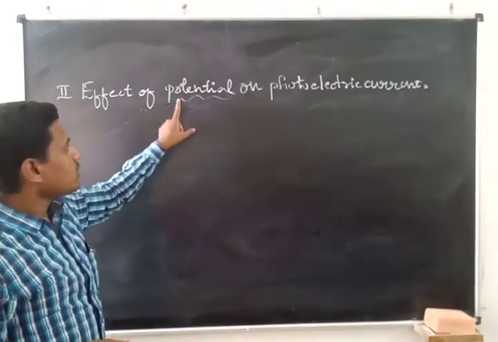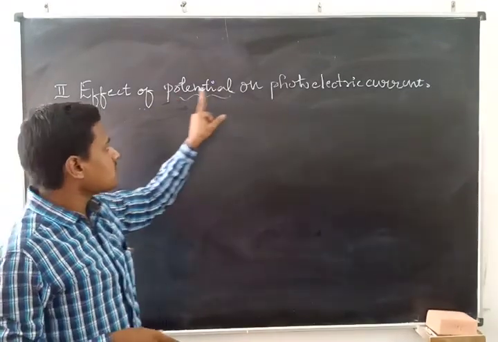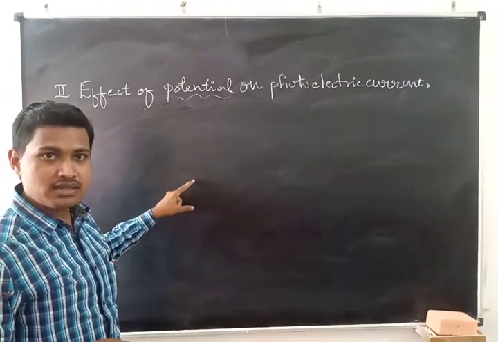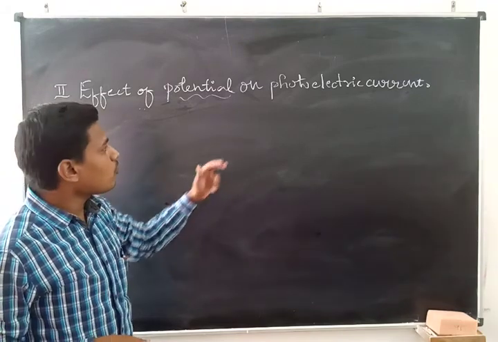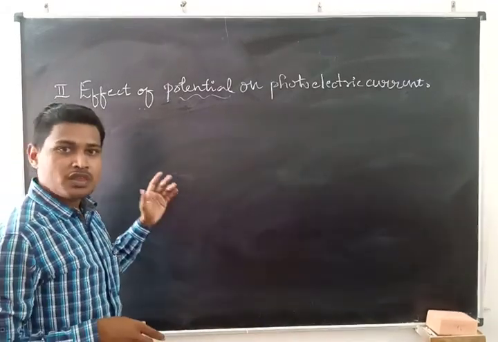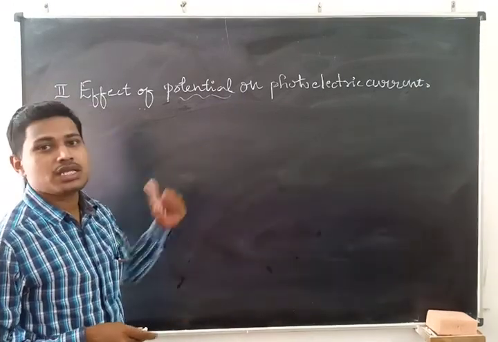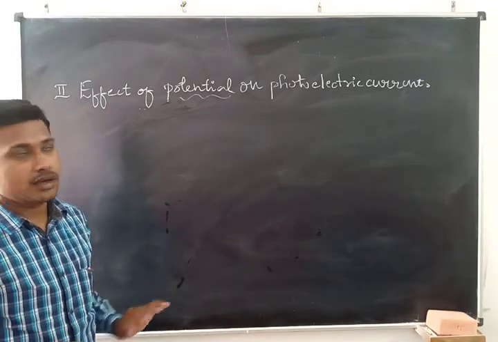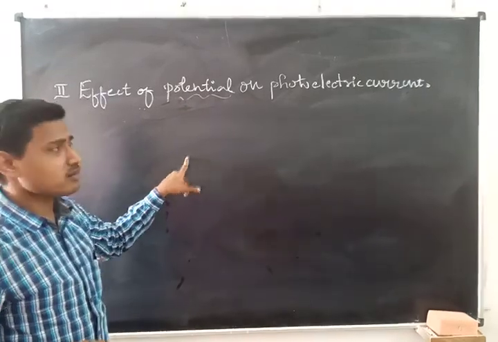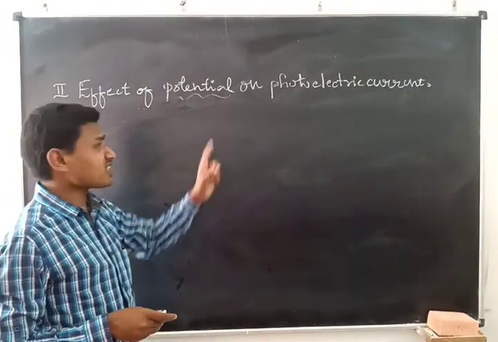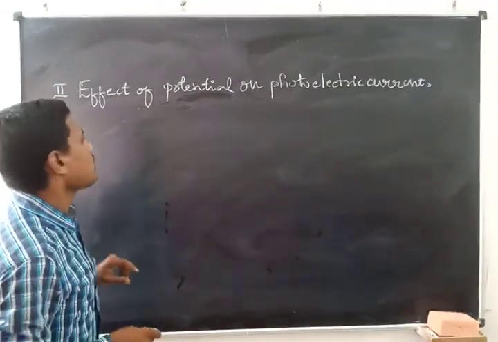In the previous class I told you how photoelectric current varies with respect to intensity. The second study was how photoelectric current varies with potential, the third is how it varies with the frequency of the incident radiation, and the fourth is how it varies with the nature of the material of the emitter plate. Today I am going to discuss how the potential of the collector plate affects the photoelectric current.